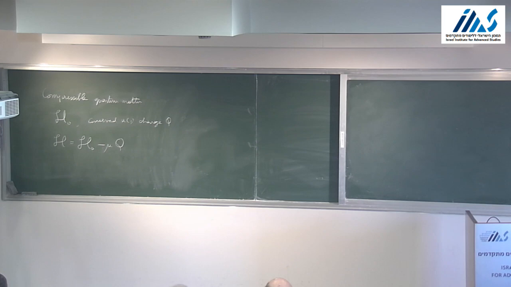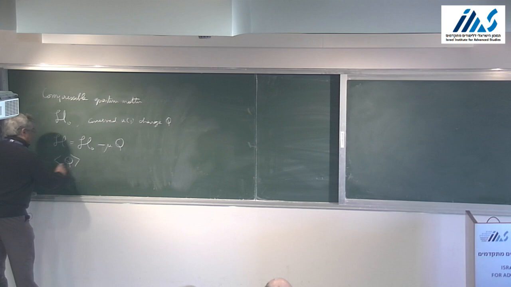And then you deform the Hamiltonian by adding a term with a chemical potential coupling to Q. So this would be going to the grand canonical ensemble in statistical mechanics. And then you ask what is the expectation value of the operator Q in the full Hamiltonian as T goes to 0.